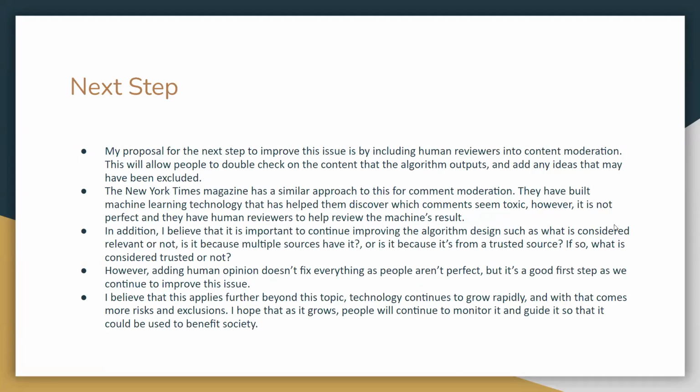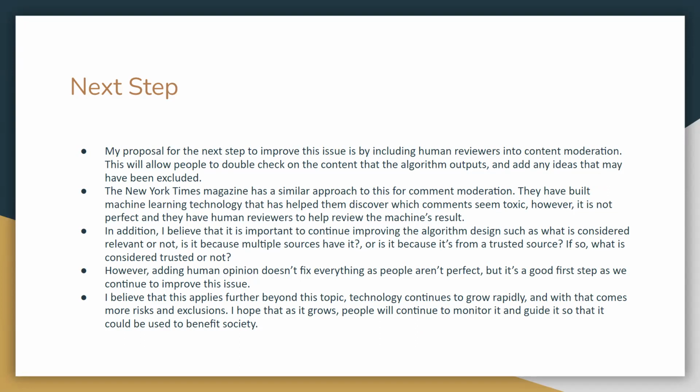My proposal for the next step to improve this issue is including human reviewers in content moderation. This will allow people to double check the content that the algorithm outputs and add any ideas that may have been excluded. The New York Times Magazine has a similar approach for comment moderation. They have built machine learning technology that has helped them discover which comments seem toxic. However, it is not perfect and they have human reviewers to help review the machine's results.